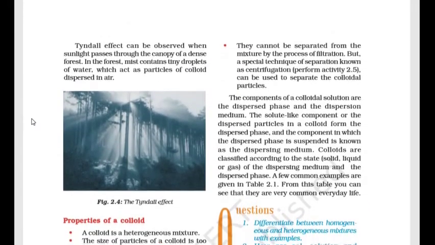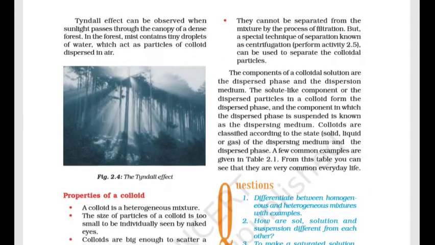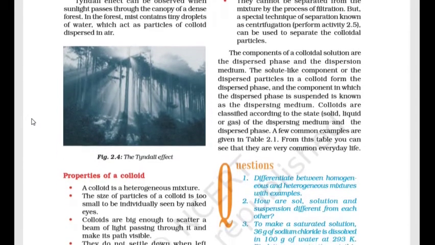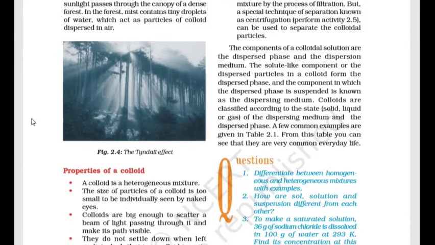And now here comes the next part, the components of a colloidal solution. As we saw in a solution, we had two components: one is the solute and the other is the solvent. But in the case of a colloidal solution, the solute-like component is known as the dispersed phase and the solvent-like component is known as the dispersion medium, which is generally present in a large amount.